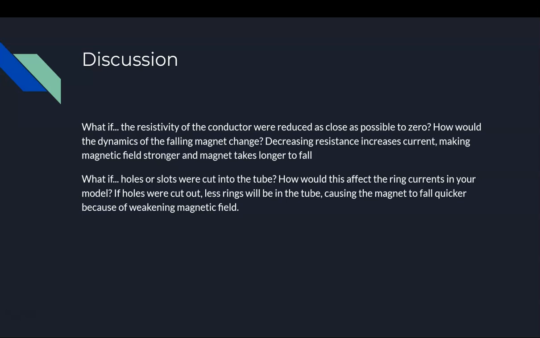Now, what if you were to create holes or slots in the tube? How would this affect the ring currents in your model? Well, if holes were cut out, there would be fewer rings overall, which would make the magnet fall quicker because of the weakening of the magnetic field.